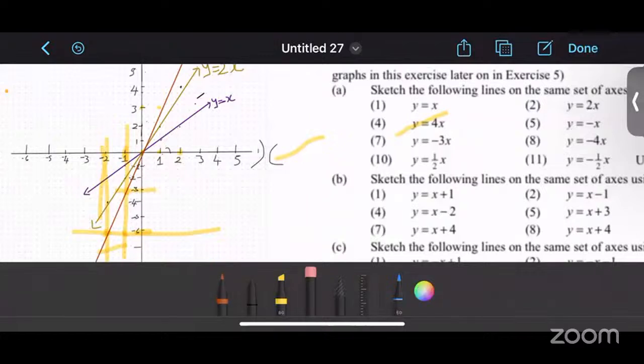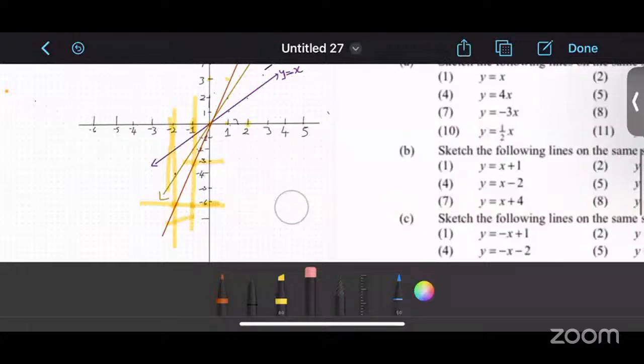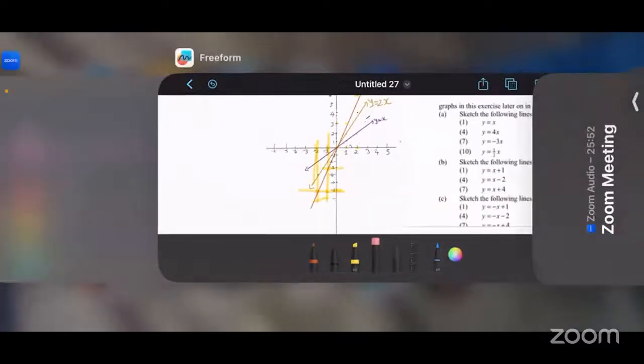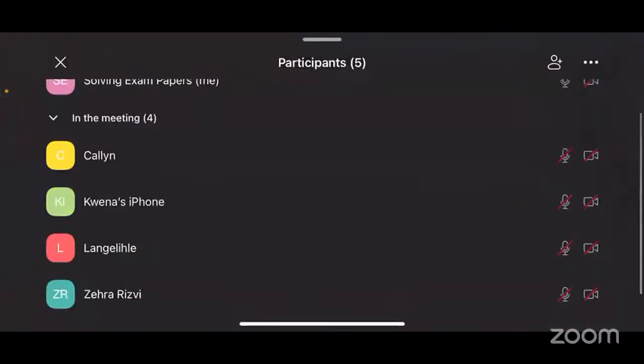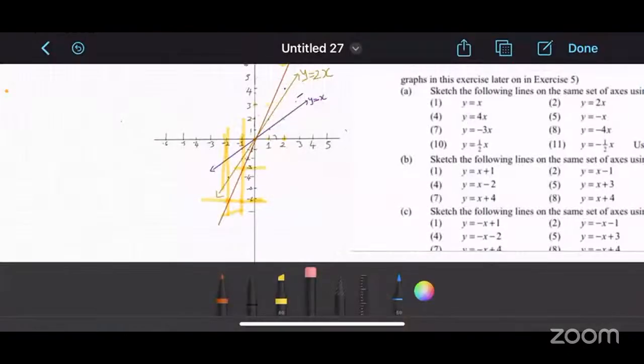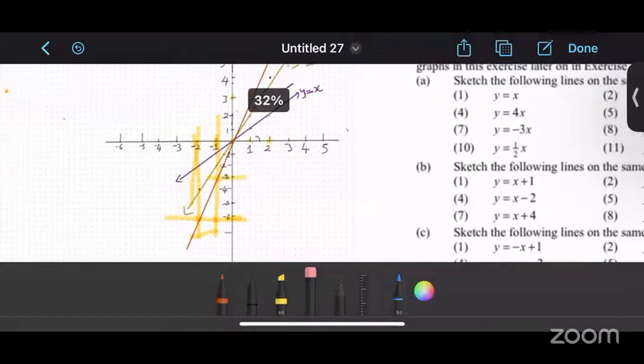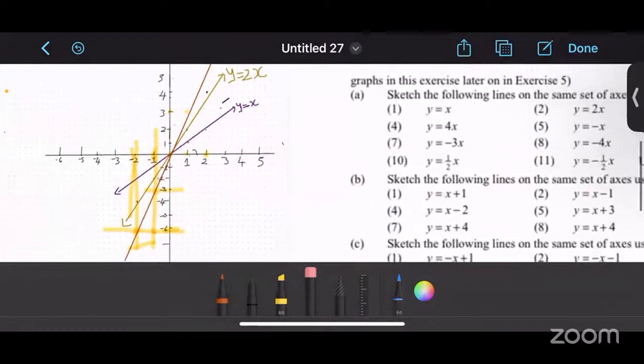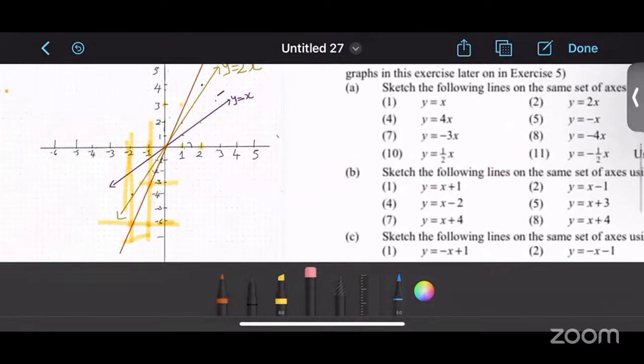Colin, let's have you do number 4. Sketch that one for us. Number 4. Colin, are you still there? Okay, I don't know what's happening with Colin over there. Maybe it's her mic. Now let's move to Zira, number 4. Oh, yes, number 4 for Zira.